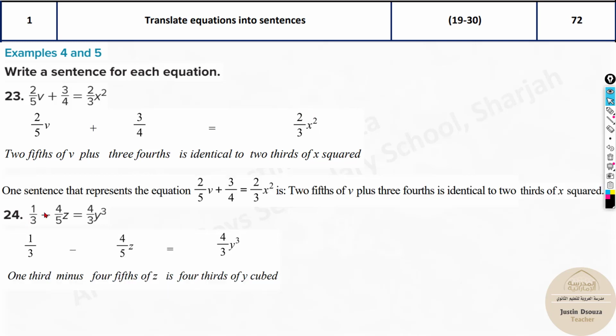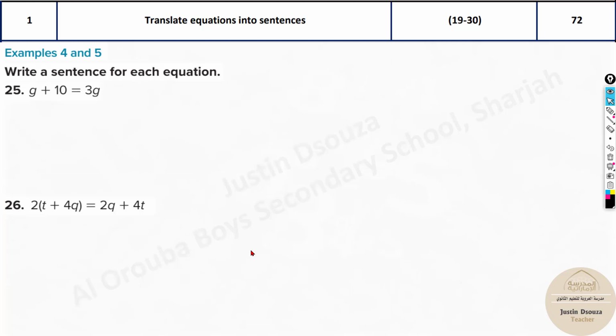Just read the sentence over here. 1/3 minus 4/5 of z is equal to 4/5 of y cubed. So this is the thing. Over here you can see this term minus this term. So they have appropriately given it, you can see over here, this term, it's clearly mentioned, okay?